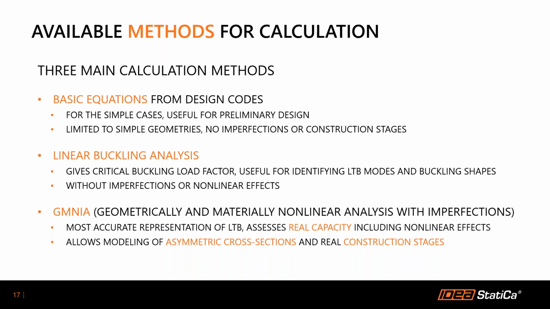Then you could use a linear buckling analysis, which gives the critical buckling load factor, and it is useful for identifying LTB modes and buckling shapes, but this too is without imperfections or nonlinear effects. Then we have a third option, GMNIA, which stands for geometrically and materially nonlinear analysis with imperfections. This is the most accurate representation of lateral torsional buckling, assesses the real capacity, including nonlinear effects, and it allows us to model asymmetric cross-sections and real construction stages.